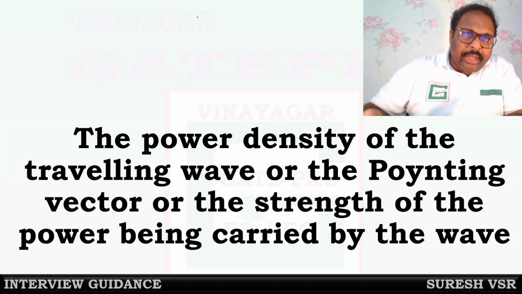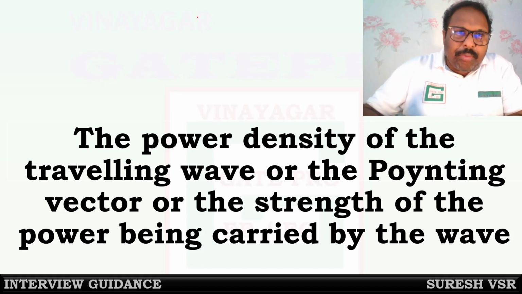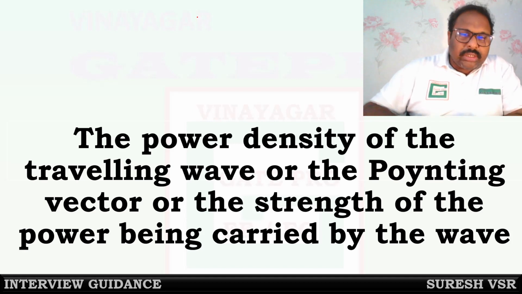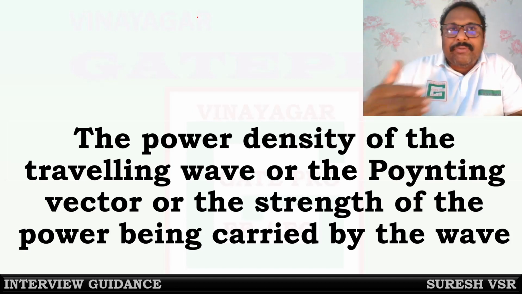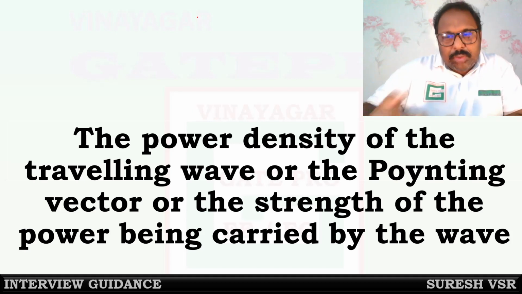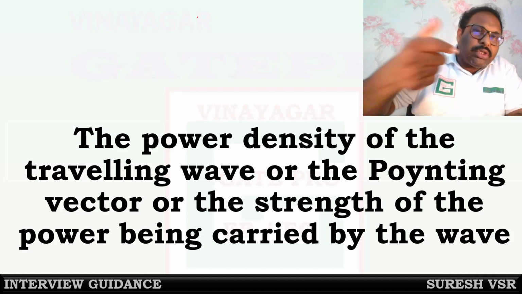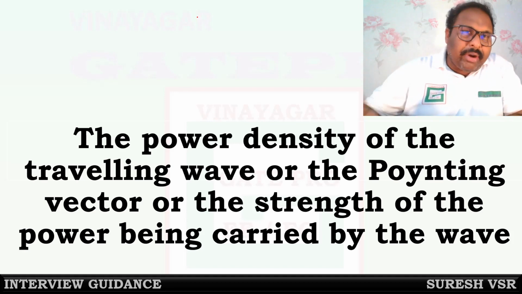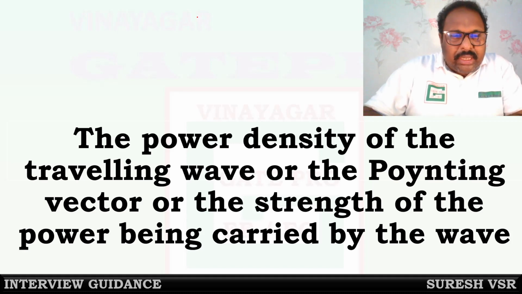More the power per unit area, more is its strength, because strength is always signified by density. Like pressure is nothing but force acting on an area. So smaller the area, larger the force, stronger the pressure. Similarly, power density. These are all the terms you should be understanding about strength. So Poynting vector or E cross H signifies the power strength of the electromagnetic wave.